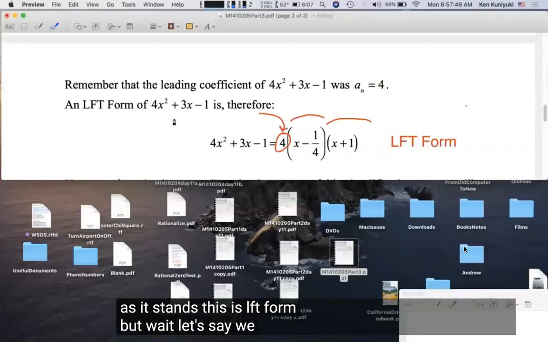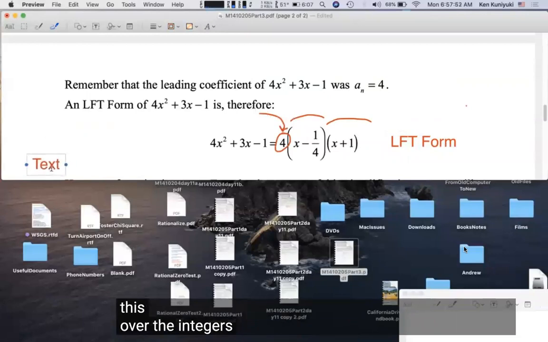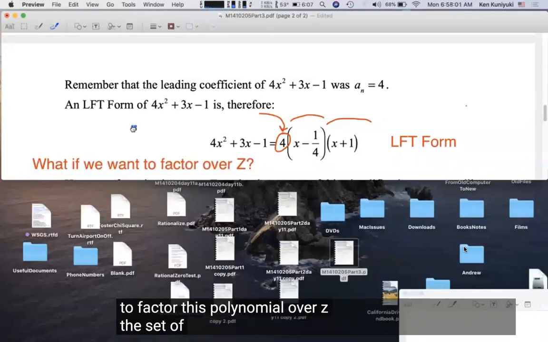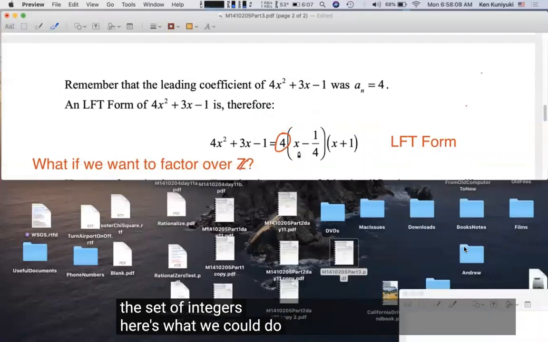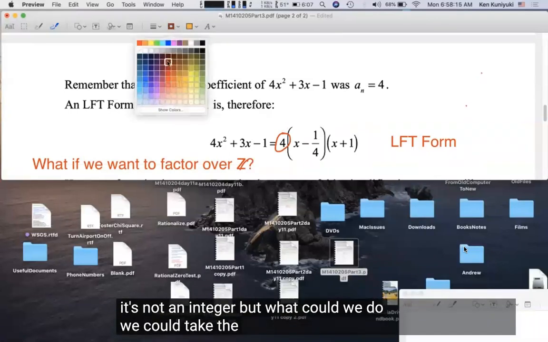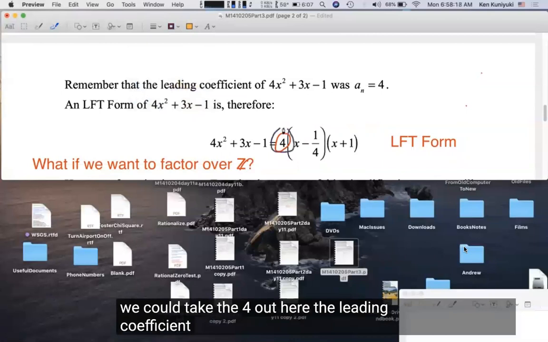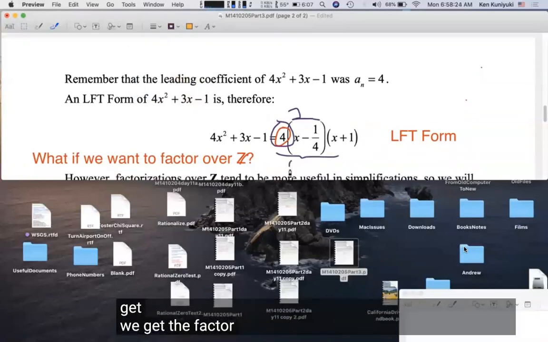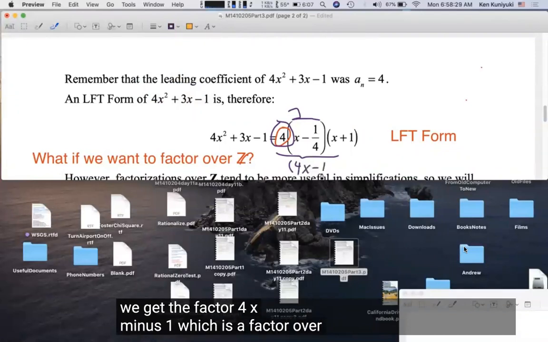But wait, let's say we want to factor this over the integers. What if we want to factor this polynomial over Z, the set of integers? Here's what we could do. We don't like the negative 1/4 because it's not an integer, but what could we do? We could take the 4 out here, the leading coefficient, and multiply it through this factor. We can distribute. And when we do that, what do we get? We get the factor 4x minus 1, which is a factor over the integers.